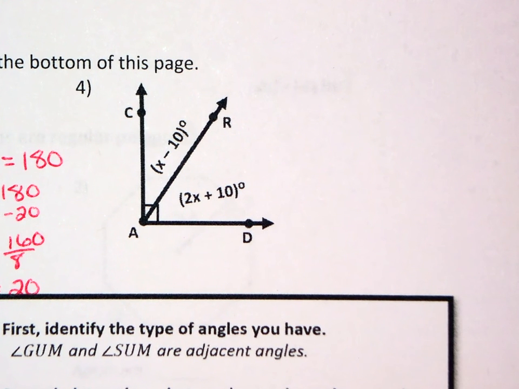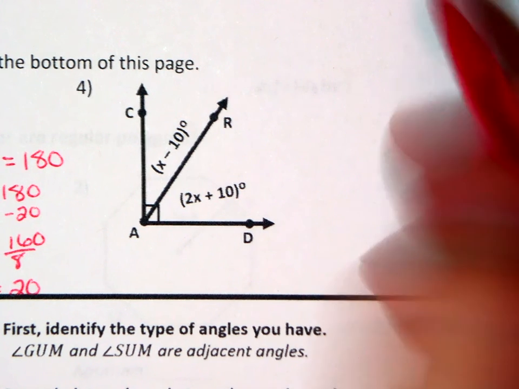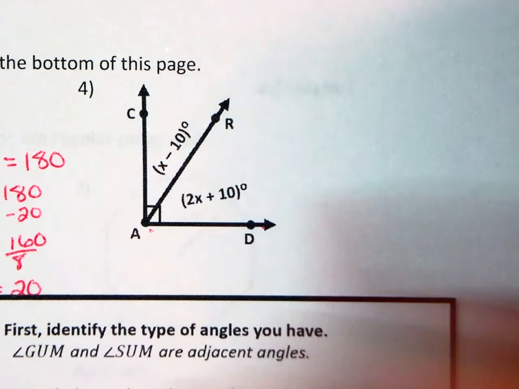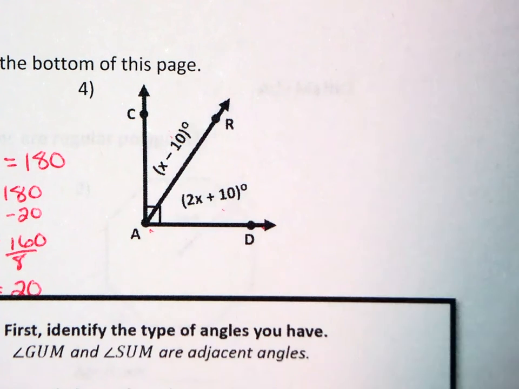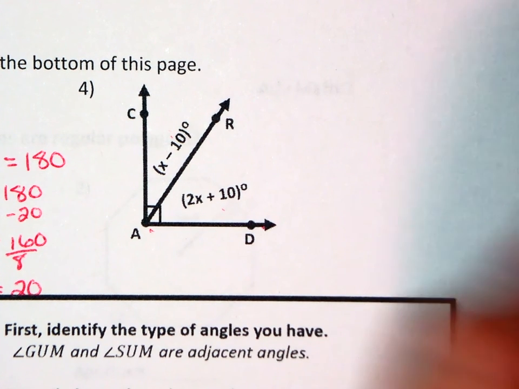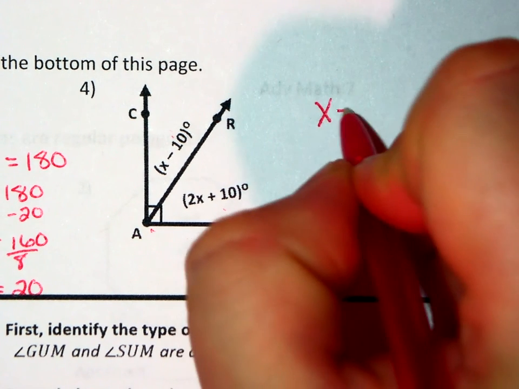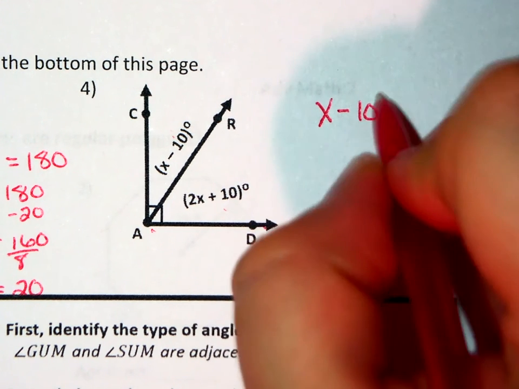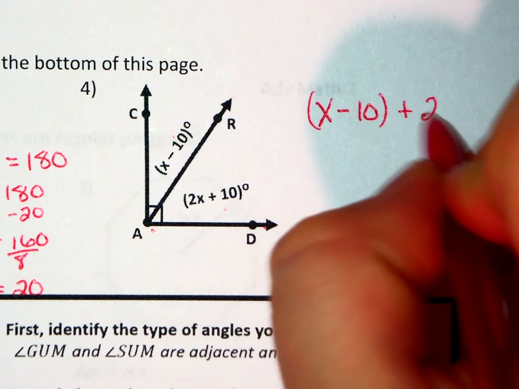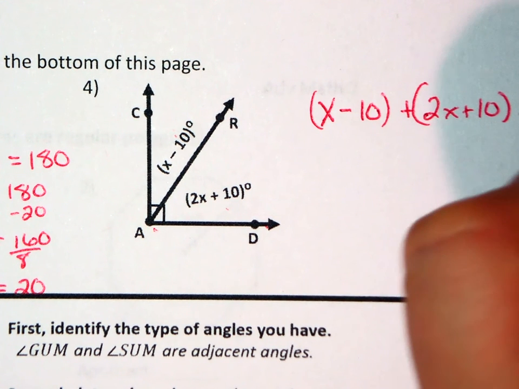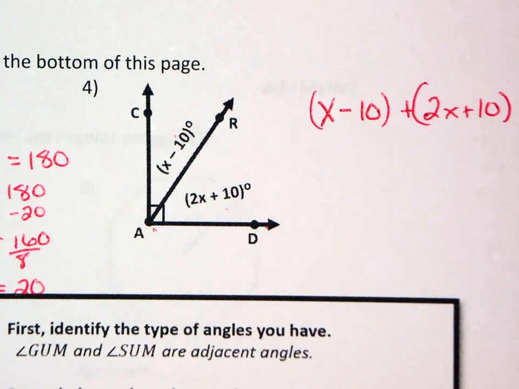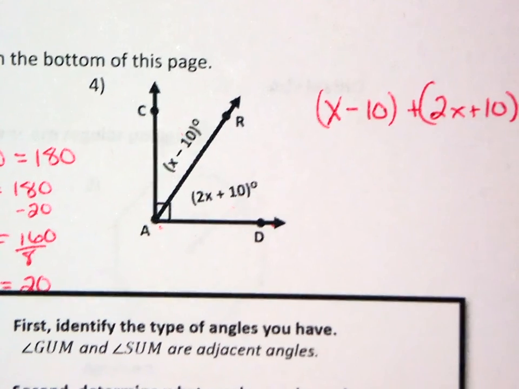Problem 4 is a complementary angle, solved the exact same way. The only difference is, since it's complementary, we set it equal to 90 degrees because we know these two angles, when added together, need to equal 90 degrees. So x minus 10 plus 2x plus 10 is equal to 90 degrees. I'm going to let you combine like terms and solve this one on your own. Again, the solution is at the bottom.